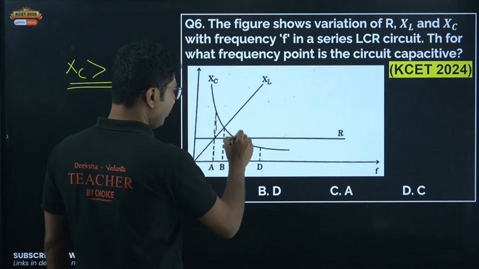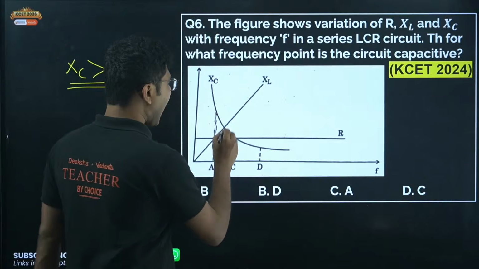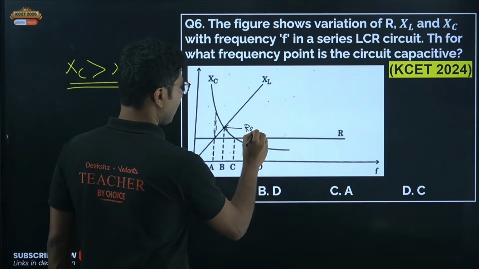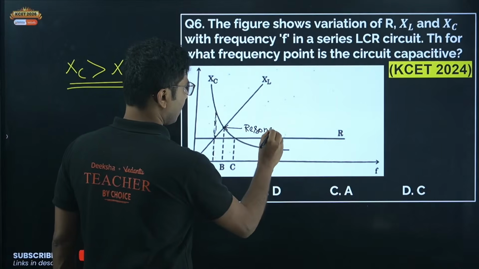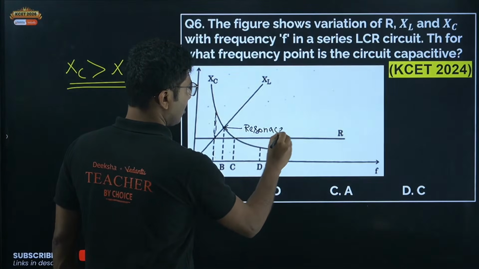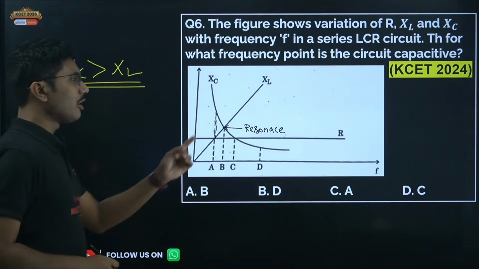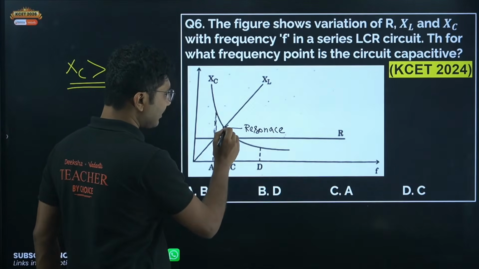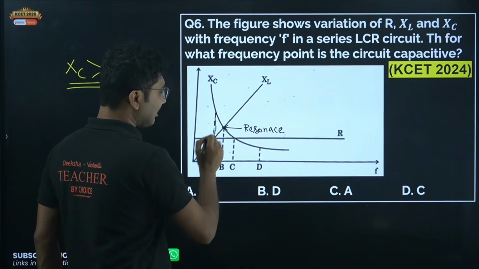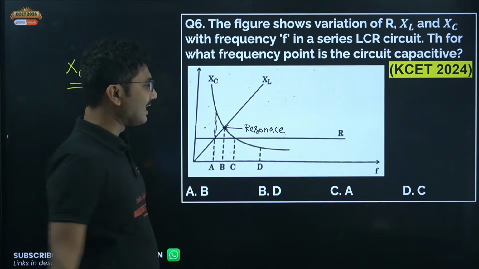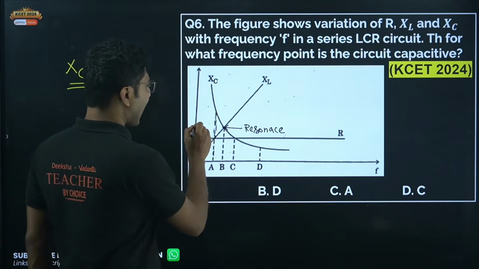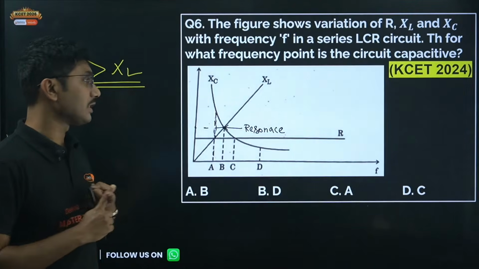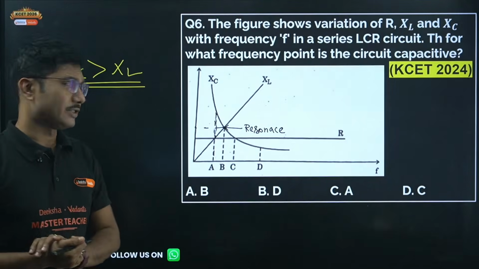So you see that there are 1, 2, 3, 4 points. And this is the very important point. This is the point of resonance. Why is this the point of resonance? Because at this point, as you can see, XL is increasing, XC is decreasing, and they are exactly equal. XL and XC are exactly equal. That means at this point resonance is happening. So when XL and XC cross over each other, that is the point of resonance.